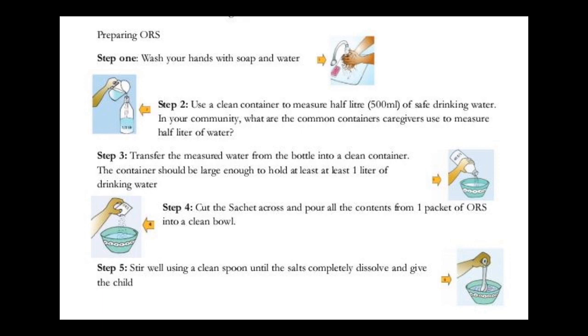Step number 3, transfer the measured water from a bottle into a clean container. The container should be large enough to hold at least 1 liter of drinking water. Step number 4, cut the sachet across and pour all the content from 1 packet of ORS into a clean bowl. Step number 5, stir well using a clean spoon until the salt completely dissolves and give to the child.